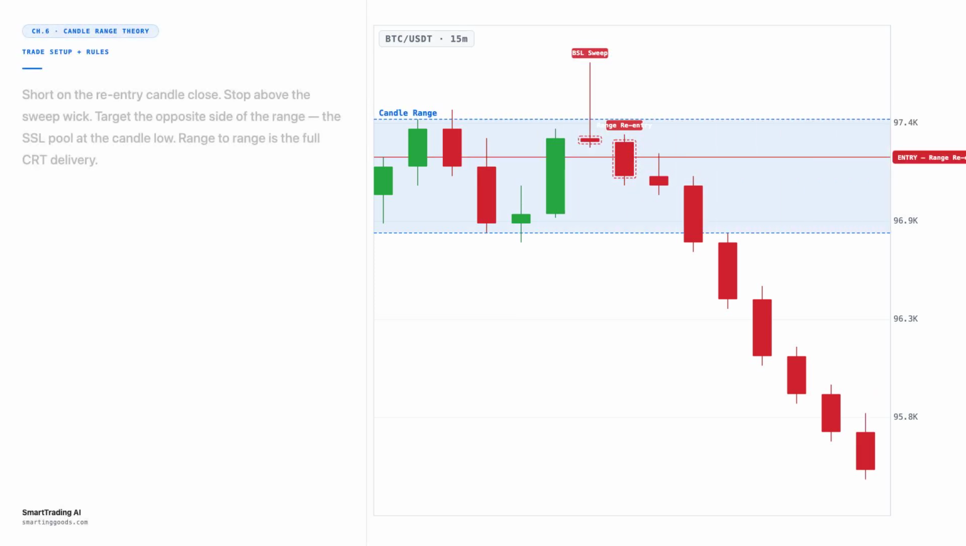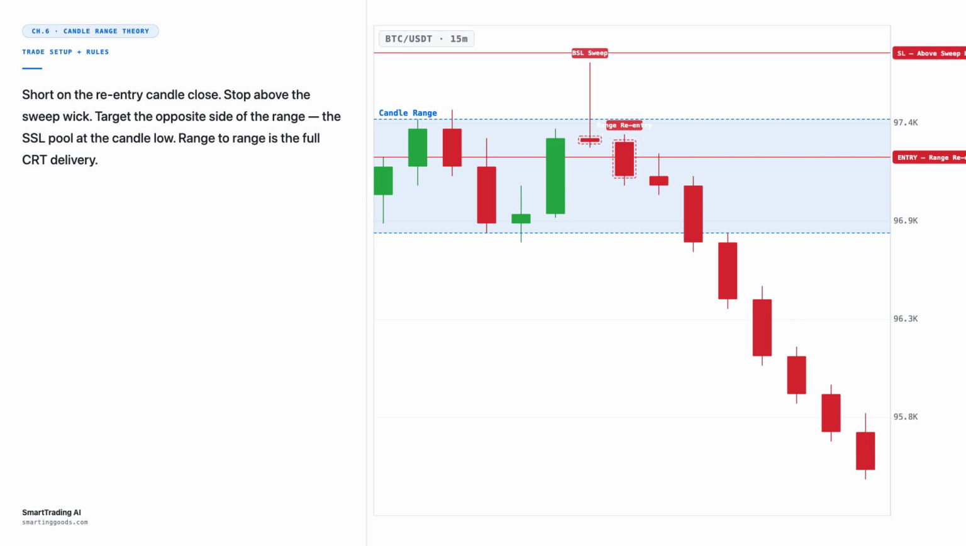You enter short when price returns into the range after the high sweep, with your stop above the sweep high. First target is the candle low, the sell-side liquidity on the opposite side of the range. Second target, the sell-side liquidity pool below previous swing lows.